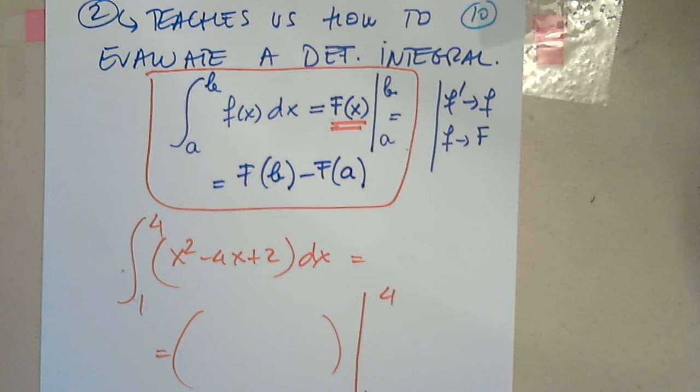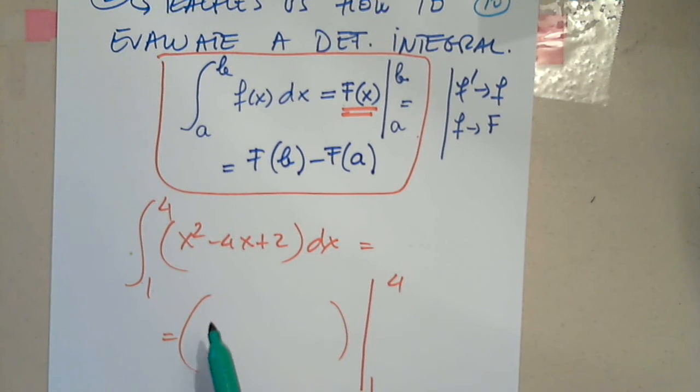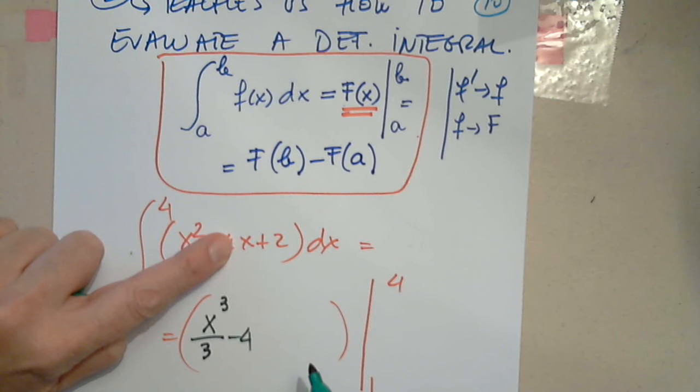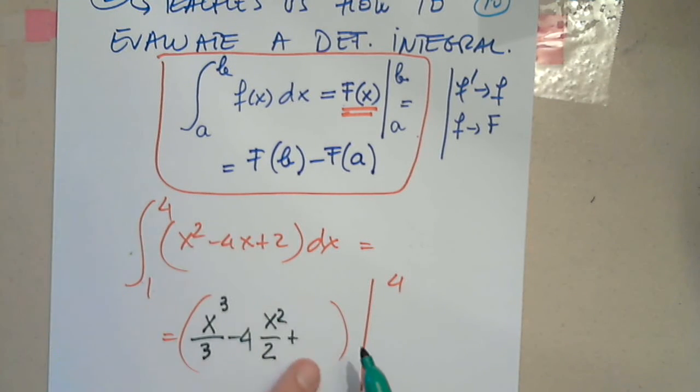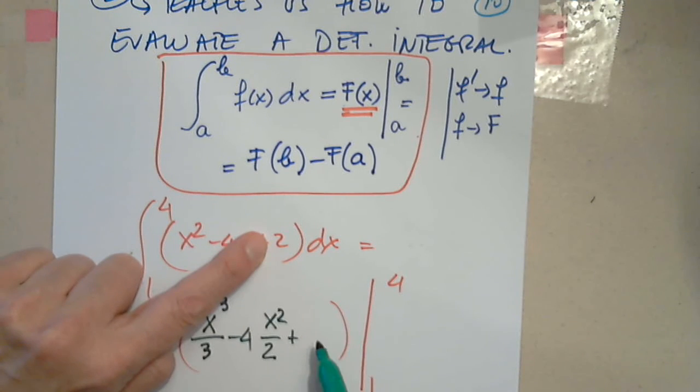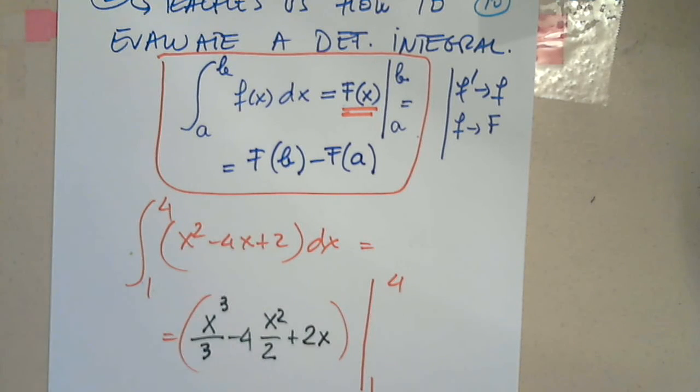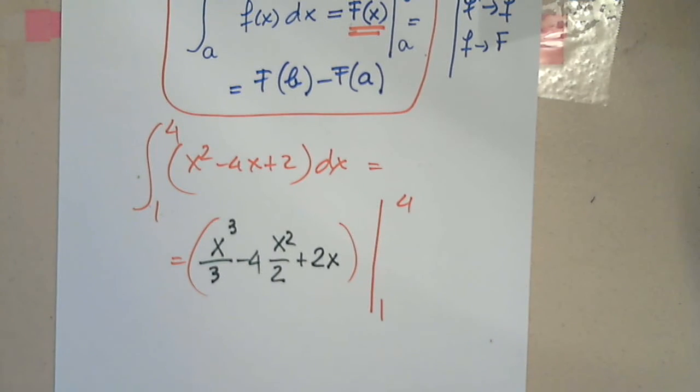So which function prime is x squared? And the answer is x to the third divided by 3, minus 4. Which function prime is x? Well, it's x squared over 2 plus. Which function prime is 2? Well, that must be 2x. I will clean it up a little bit by simplifying here. It's not that important.